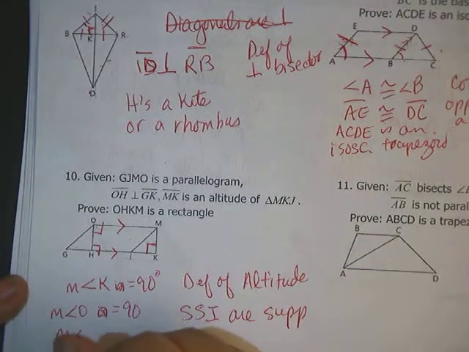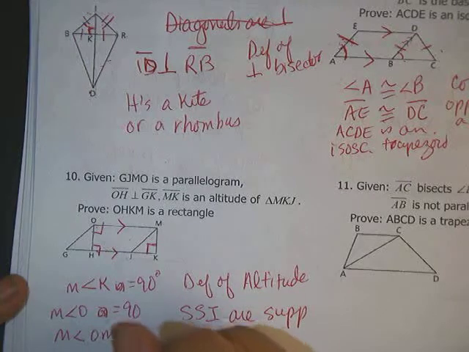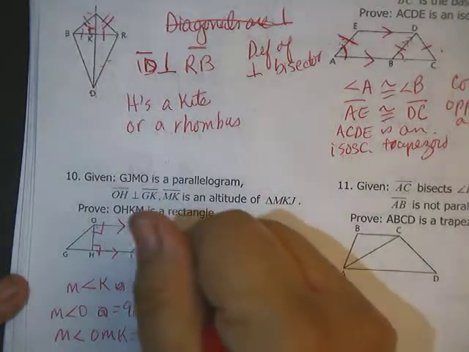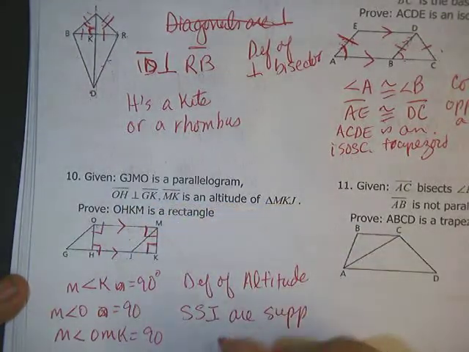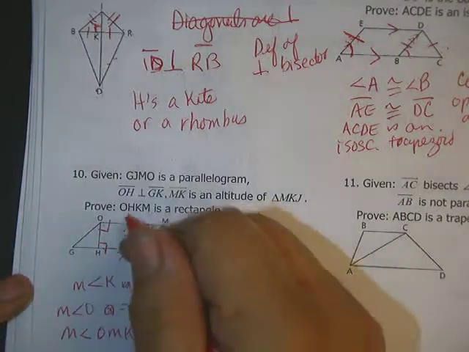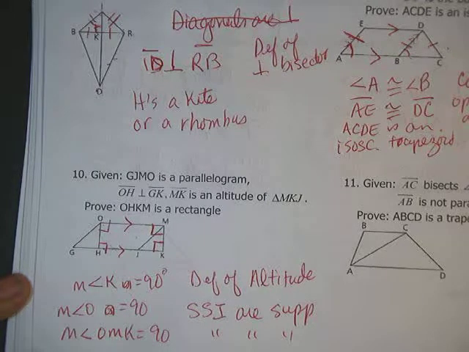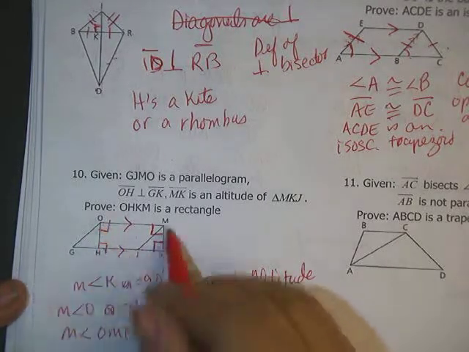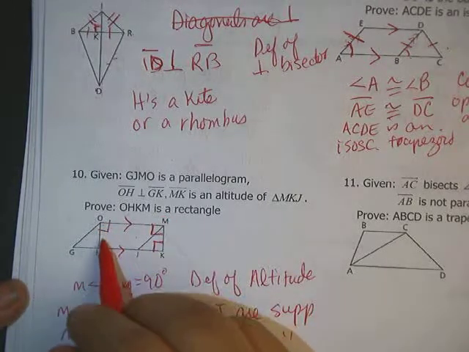Same thing for this one. The measure of angle OMK, and I really need to specify there because there's several choices. So that angle is 90 by the same reasoning. All right. Well, opposite sides are parallel, and I have all right angles.